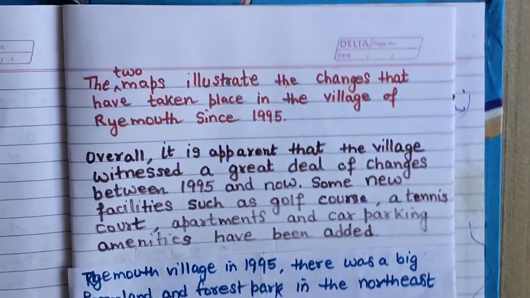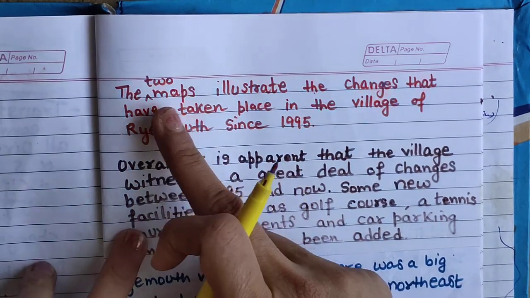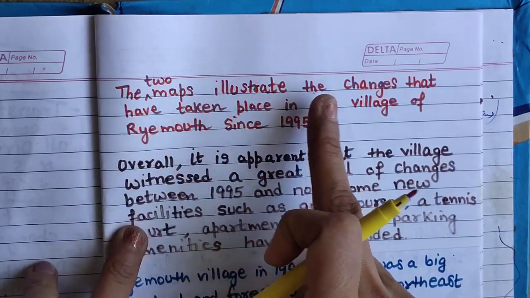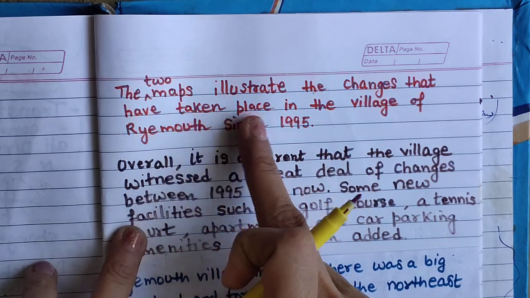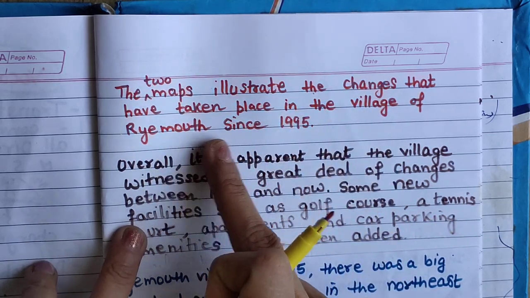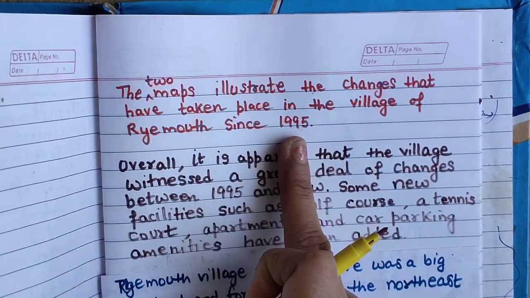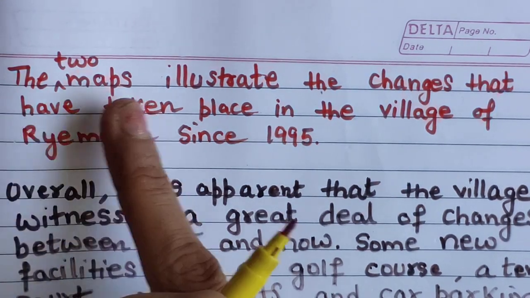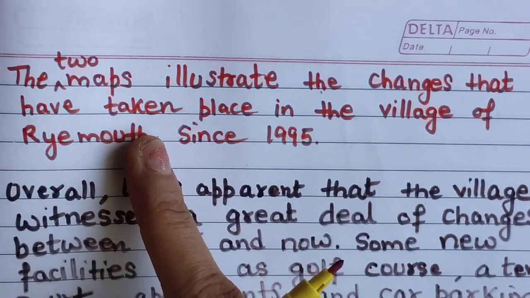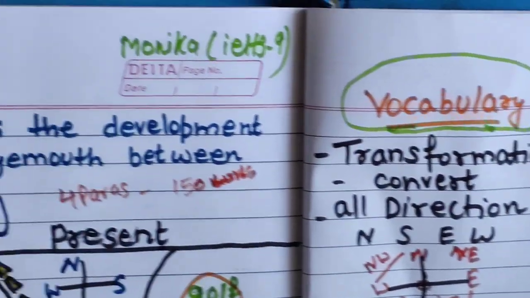So first the introduction, how I have used the introduction. The two maps illustrate the changes that have taken place in the village of Ryemouth since 1995. The two maps, you can just look at the statement again. I will show it to you.